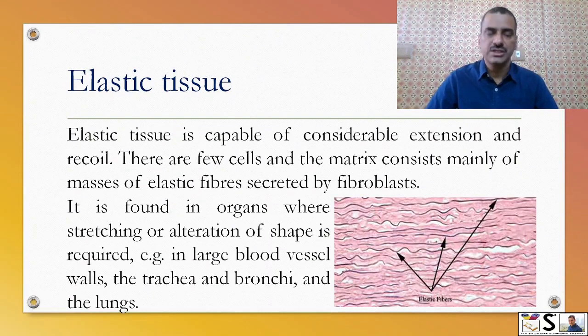Elastic tissue. Elastic tissue is capable of considerable extension and recoil. There are few cells and the matrix consists of mainly masses of elastic fibers secreted by fibroblasts. It is found in the organs where stretching or alteration of the shape is required, such as large blood vessel walls, in trachea and bronchi, and the lungs.